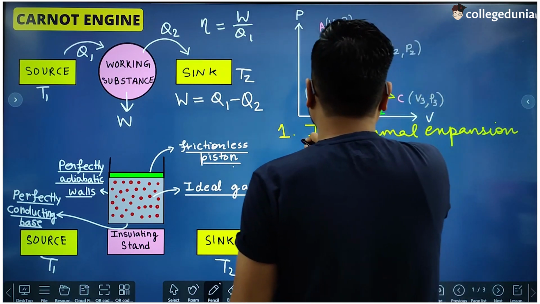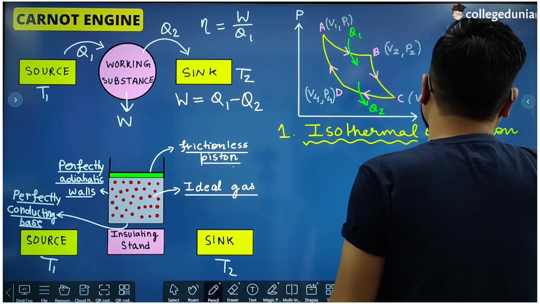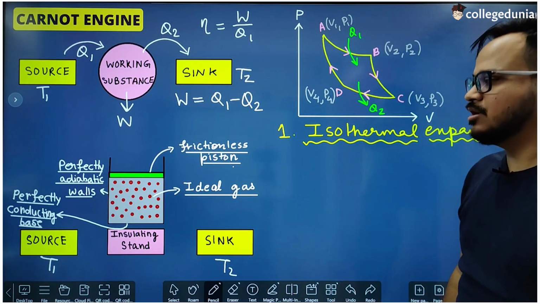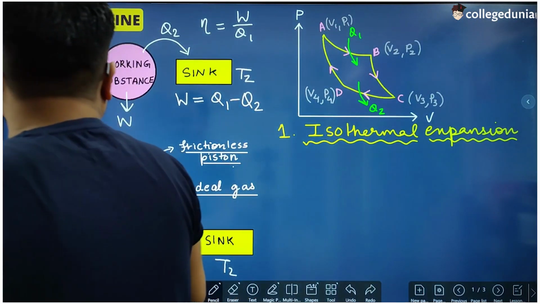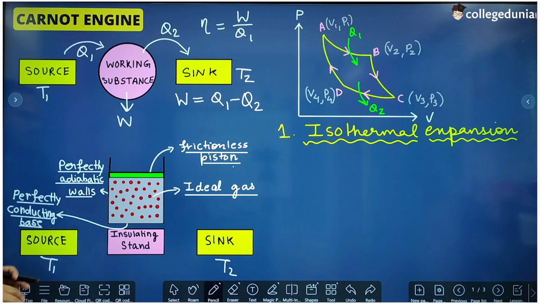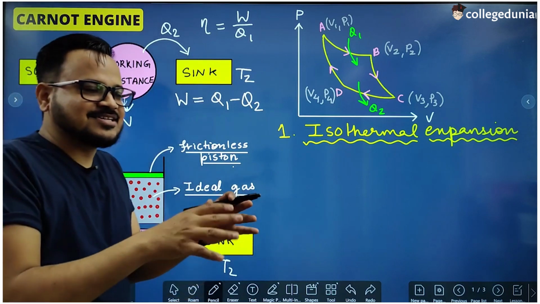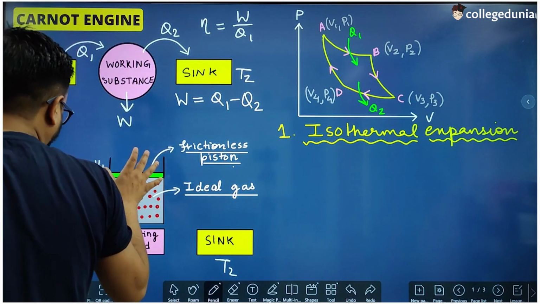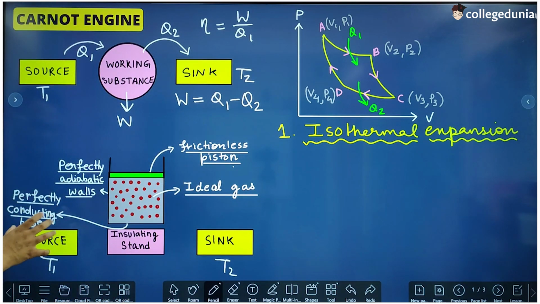So what we are going to do in this step, this is the first step in one cycle of the Carnot engine. Now we will keep this cylinder on this source, right? We are not going to do this practically. This is just a prototype. So just try to understand. We suppose we are putting this cylinder on the source. Since the base is perfectly conducting, any amount of heat can be extracted from the source.